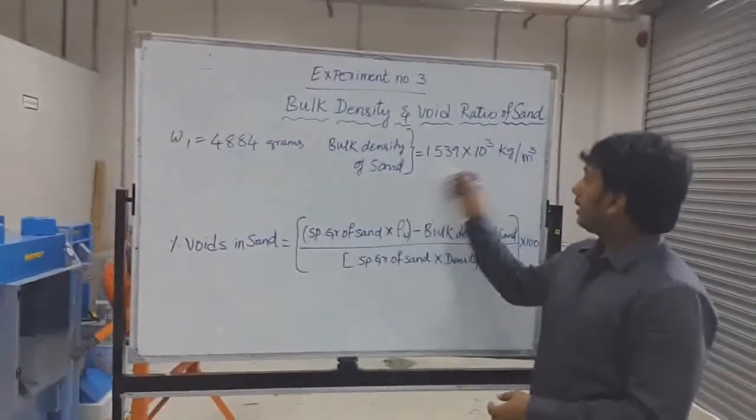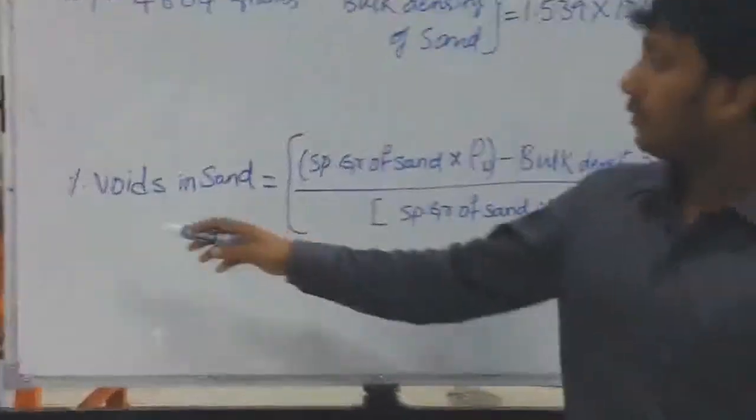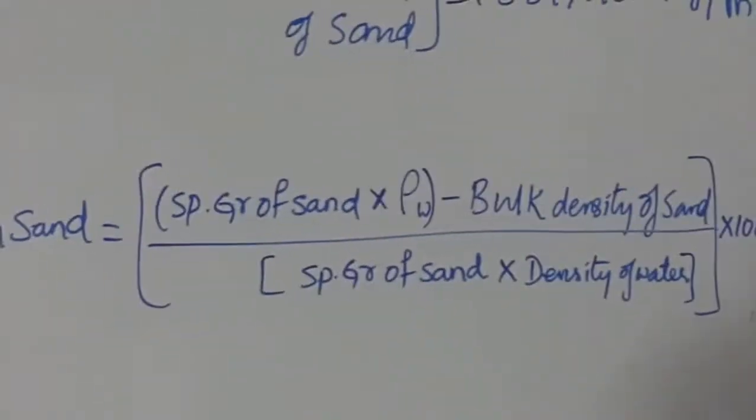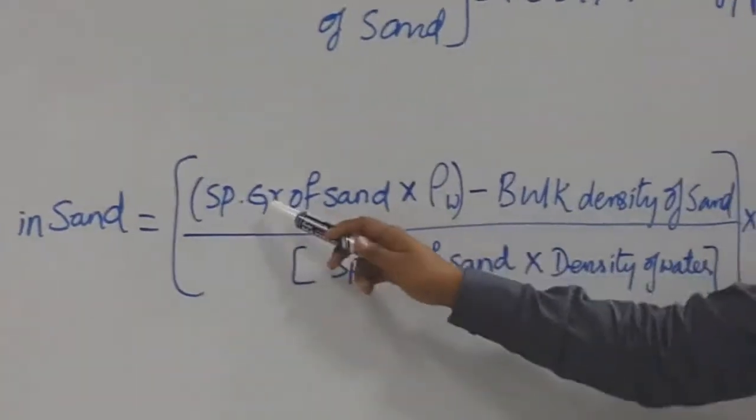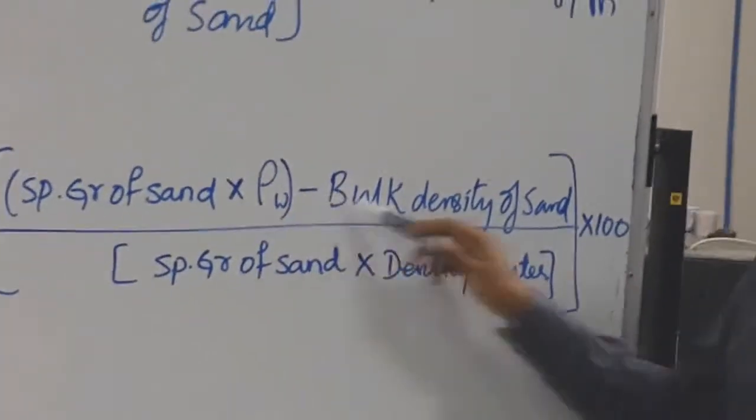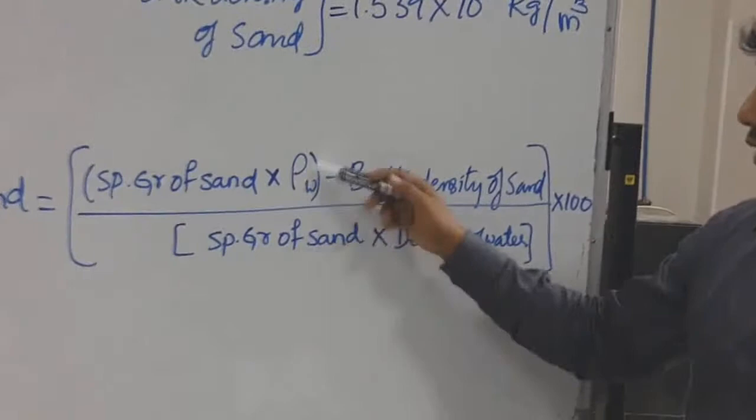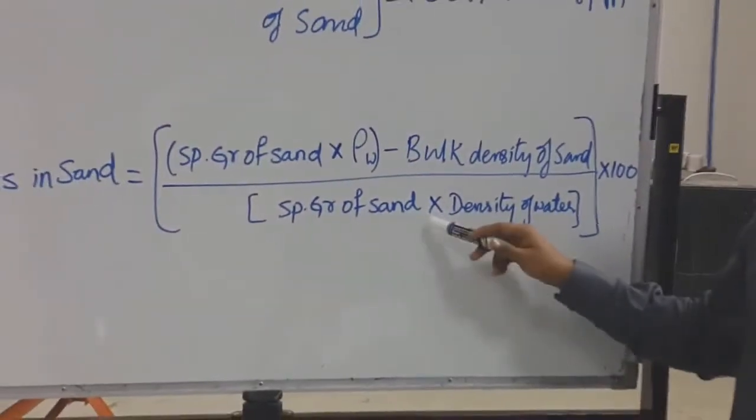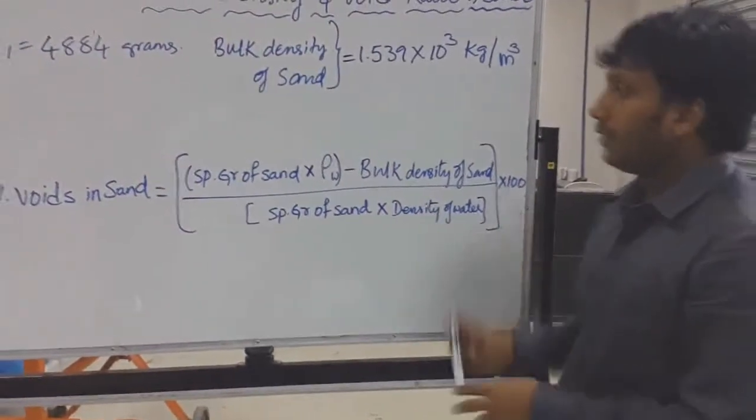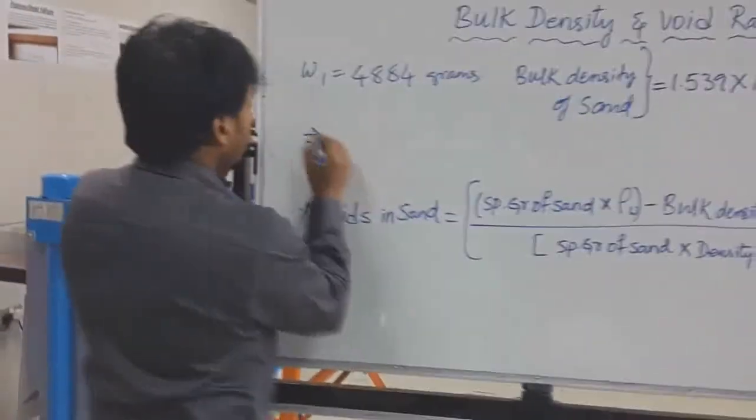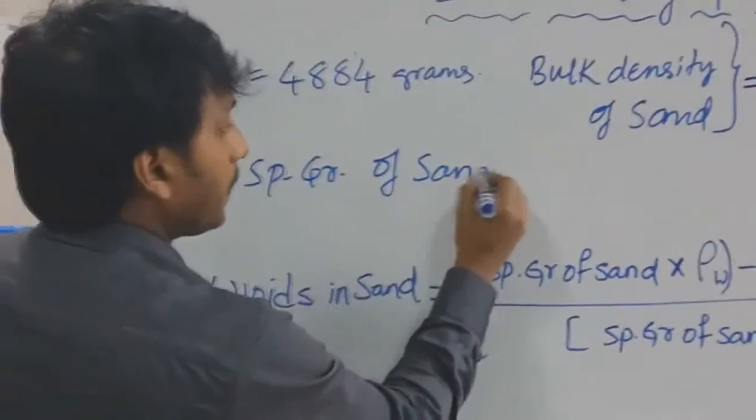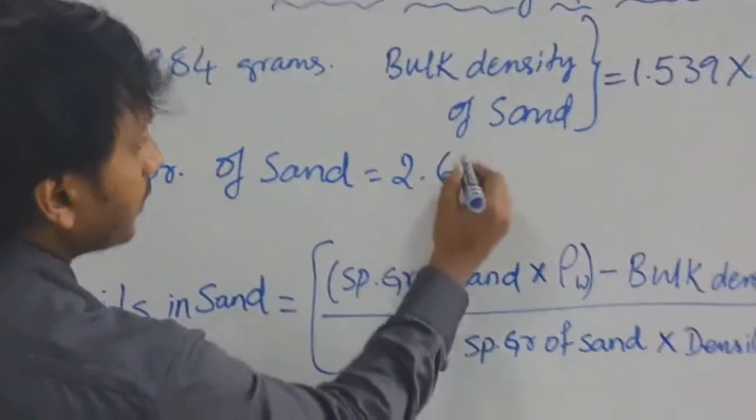After finding out the bulk density of sand, we have to determine the percentage voids in sand. The formula for percentage of voids in sand is: specific gravity of sand multiplied by density of water minus bulk density of sand, over specific gravity of sand into density of water, whole multiplied by 100. So as per the standard, take specific gravity of sand as 2.65.